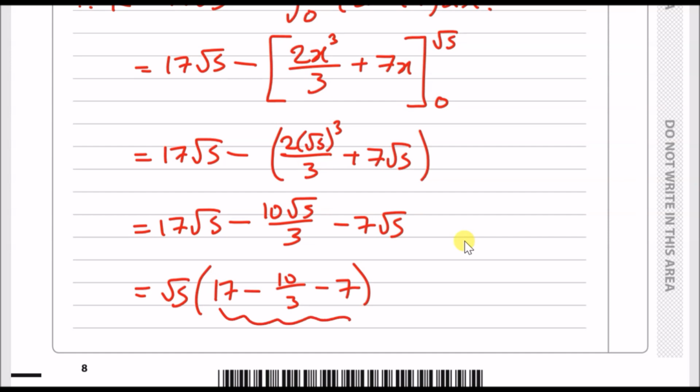If you put all of this in your calculator, guys, you'll get 20 over 3. That means our result is now 20 over 3 root 5. And yeah, that's the end of this question.